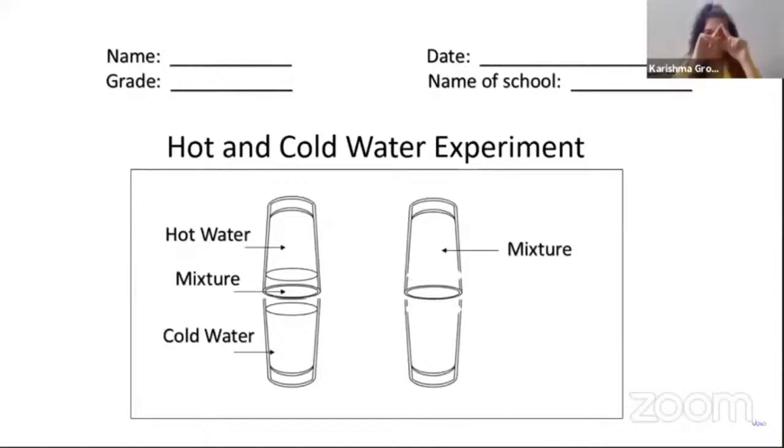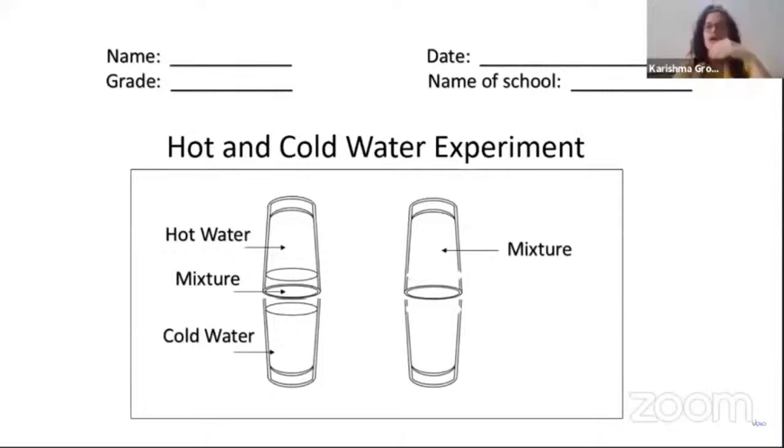Okay, let's go ahead. Now what you're supposed to do is draw a rectangle, and in that we are going to draw two sets. In the first one, you'll have two inverted glasses, one proper glass, one inverted glass, and cold water at the bottom, hot water at the top, so you'll have a mixture in the center.